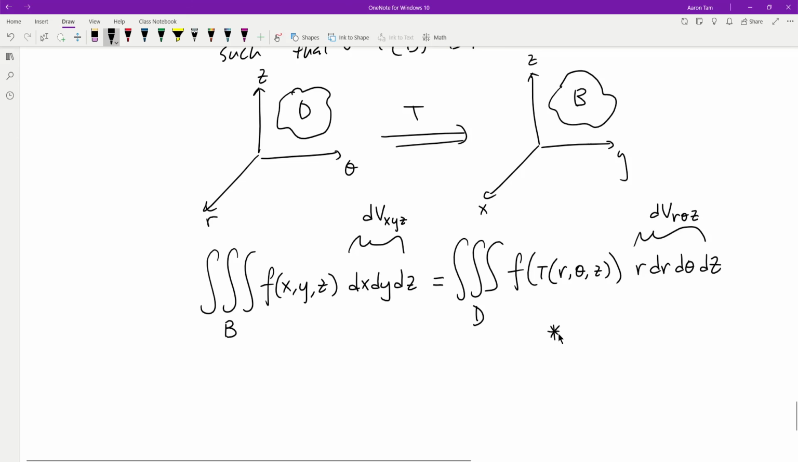So note, dx dy dz is equal to r dr d theta dz. I'm going to highlight the r. There you go, that's important. Notice that using the cylindrical coordinate system is almost as easy as using polar coordinates, which is one of the reasons why we really like using cylindrical versus spherical, because spherical is a lot harder to do.